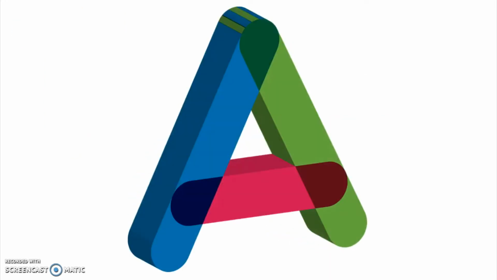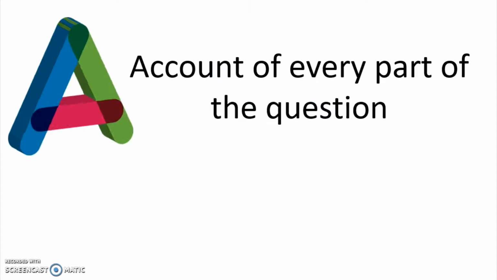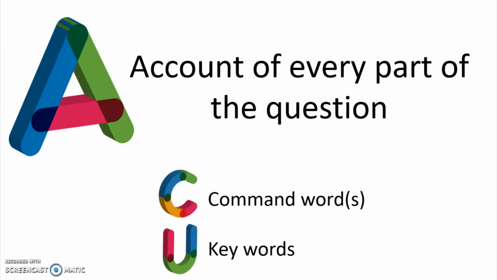Okay, so next we've got A. A is for account for every part of the question. So when we were looking back at the start, we circled a command word and we underlined all our keywords. Now is the time to again look back at those. Have you answered exactly what the question is asking and all parts of it? So if there are multiple parts, you need to make sure you've covered everything.